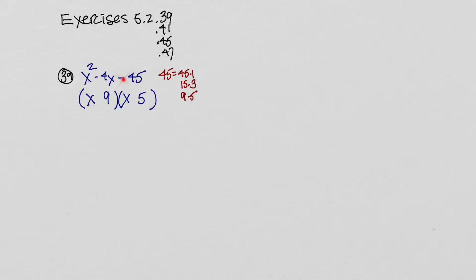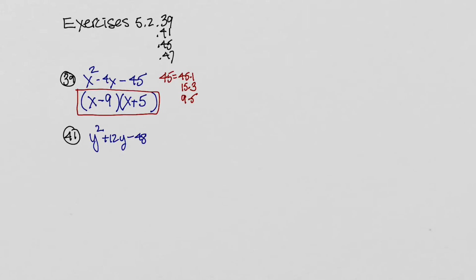And because this 45 is negative, the 9 and the 5 have to have opposite signs, right? Opposite signs will give you a negative. And I'm going to put this middle negative sign with the larger of the two products. And the way I wrote mine, the inner product is 9x, the outer product is only 5x. So that inner product is larger than the outer product. So I'm going to put the minus here, minus 9x plus 5x, and that'll give us the minus 4x. So I'm going to conclude now that that is the correct factored form. Let's go on to number 41.